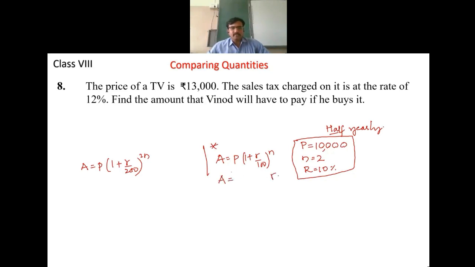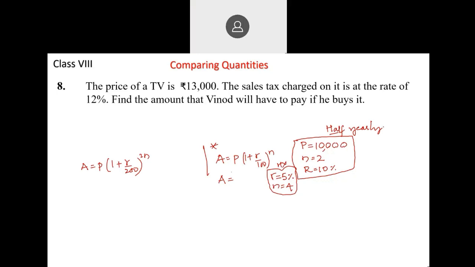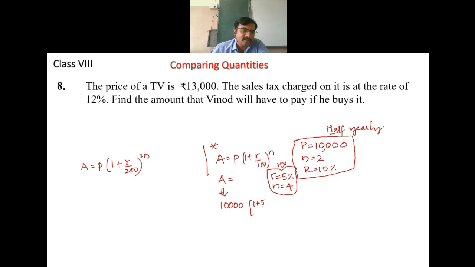In this method, the rate of interest you have to take as 5% and the number of half years you have to take as 4. This you must remember. Since it is half yearly, you have to consider rate of interest as 5 and number of half years as 4. So the amount will be equal to P times, it is 10,000 times 1 plus 5 by 100 to the power 4. So 10,000 multiplied by 105 by 100, multiplied 4 number of times.